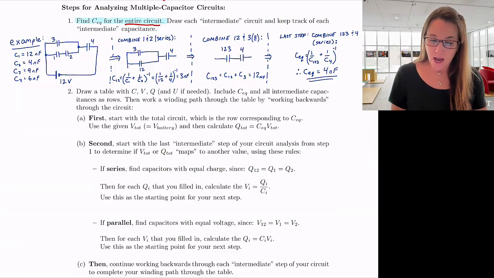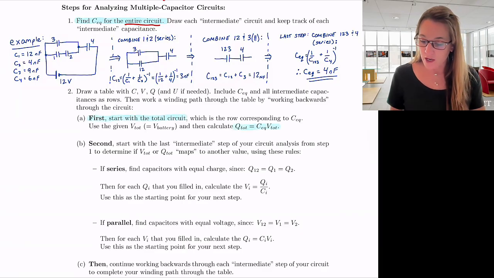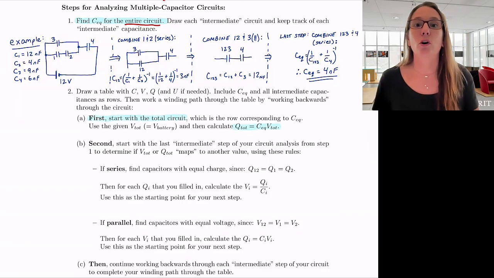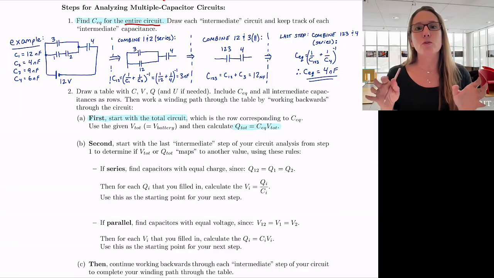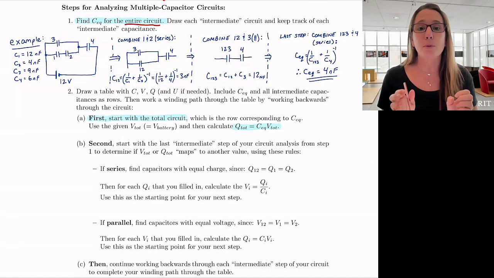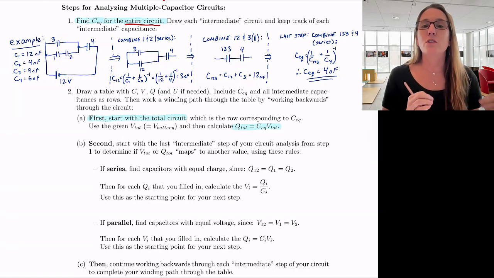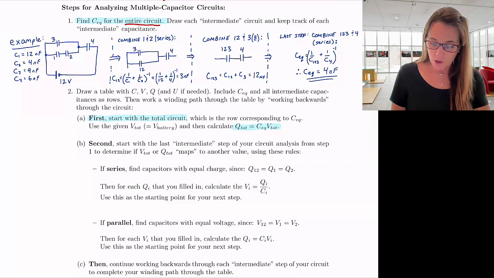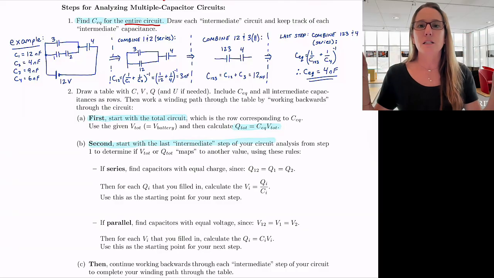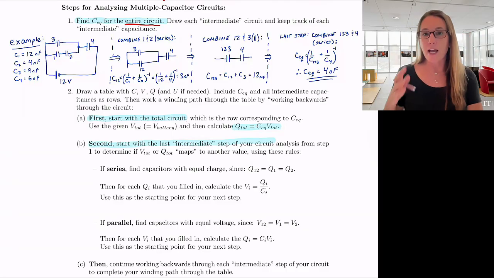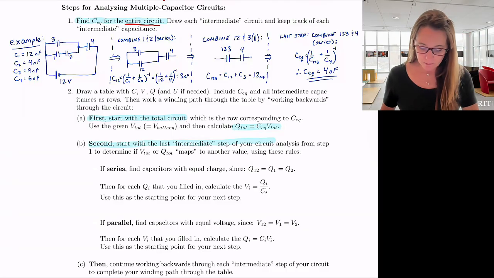After we find the equivalent capacitance, we start with the total circuit and we can find the total charge on everything. And then we know the total voltage and we know the total charge. One of those, and I'll talk about the situations, is going to map onto one of the individual combinations. So then we're going to start with the second to last step. We kind of work backwards through the circuit, from the most simplified to the least simplified. And you'll see examples of what that means.